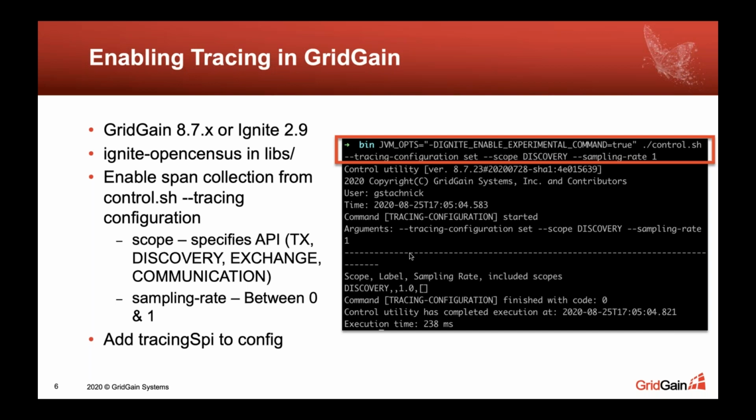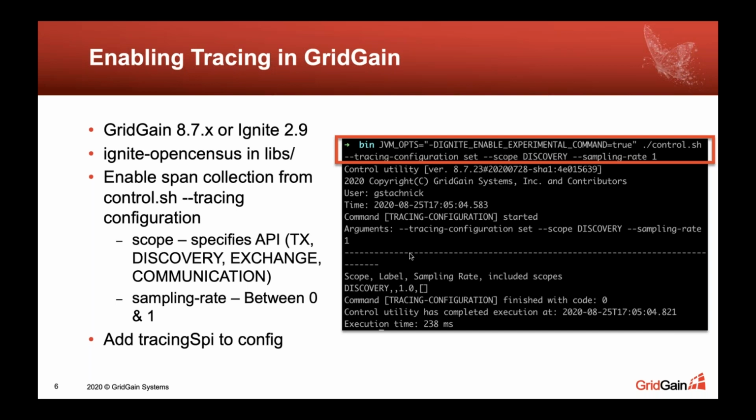And then we would need to actually call our control utility to turn on tracing. And that requires 2 arguments. One is the scope. So that would specify which API that has been instrumented in the framework we want to collect traces on or collect spans on. So in this case, for the demo today, we will turn on the scope for transactions or TX. And then we need to decide on the sampling rate.